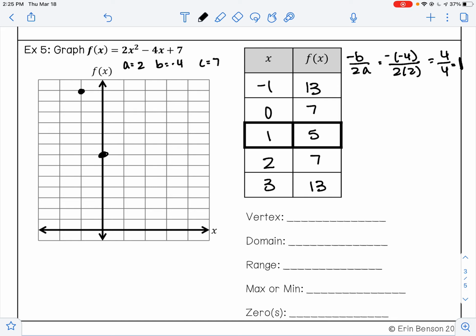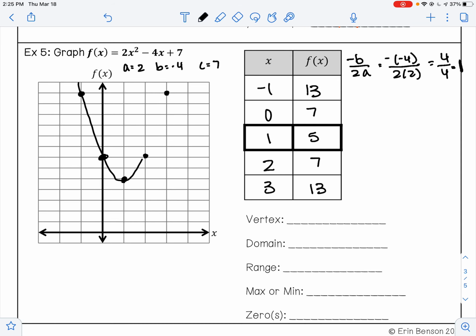And I have 1, 2, 3, 4, 5. Once you get the vertex, the rest is symmetrical, so it goes a little bit faster. And then I'm going to connect these to make our parabola. There we go. The vertex is at the ordered pair (1, 5).